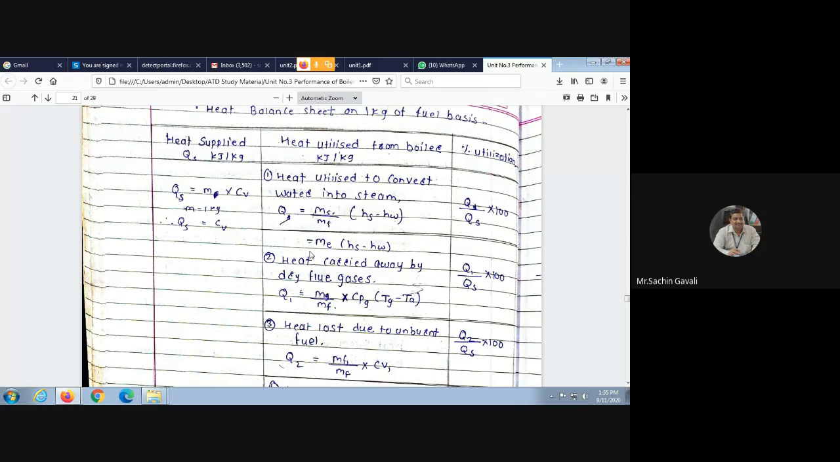So q is equal to ms upon mf into bracket hs minus hw, and the percent utilization will be q divided by Qs into 100. Now if you go in detail, q means ms upon mf into bracket hs minus hw, divided by the heat supplied, that is Cv. What does this formula indicate? Anybody?